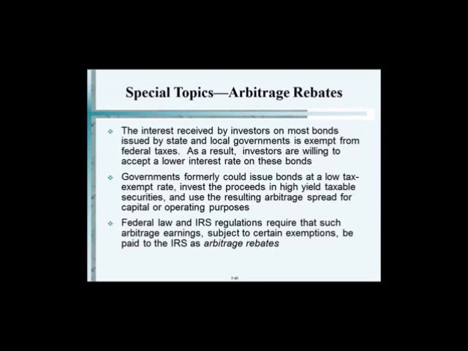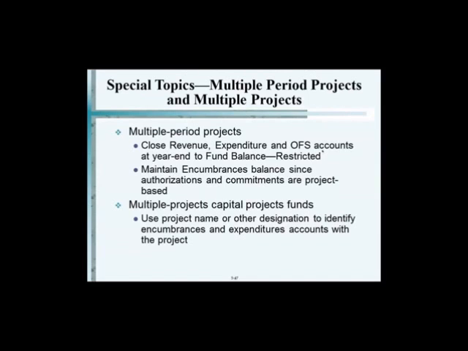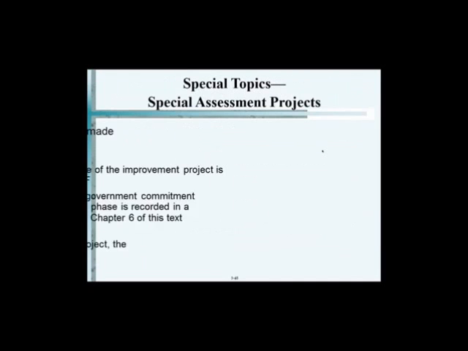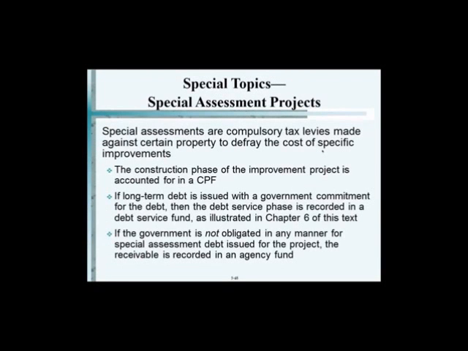You can have projects. If you have three building projects, could you have three capital projects? Yes. Could you have capital projects which run over several years? Yes. This is what it talks about. And special assessment, as I said, one is paid by general taxpayers, and the other is paid by those who benefit. I'll hold off on this because we'll talk about this more in Chapter 8. So that is Chapter 5.